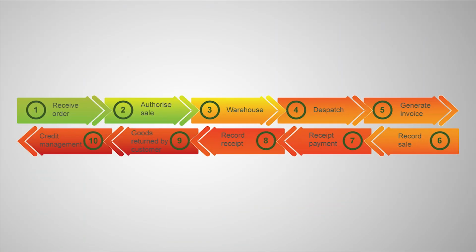The revenue and receipt cycle consists of the following steps: receive customer order, authorize sale, warehouse, dispatch, generate invoice, record sale, receipt payment, record receipt, goods returned by customer, and credit management.